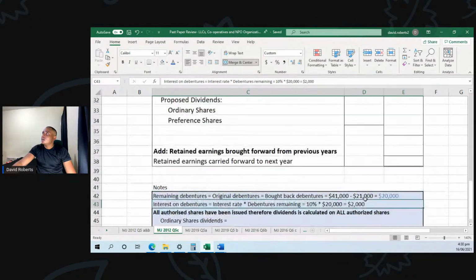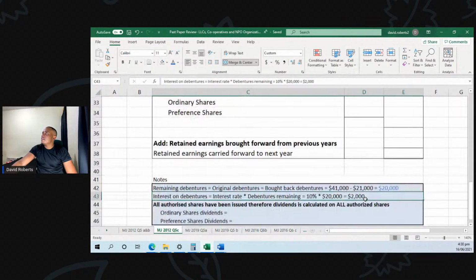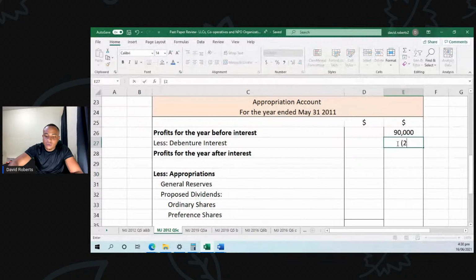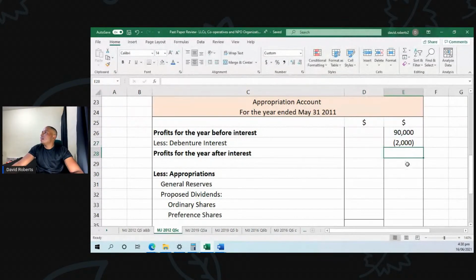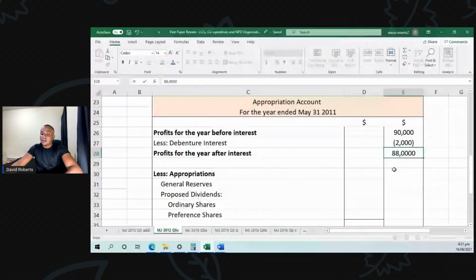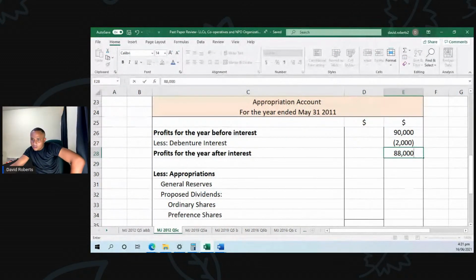Great, so let's enter that. Let us minus our 2,000. Please do, excellent, leave it as a bracket. So we have $88,000. Right, that's correct. I see 2,000 here.